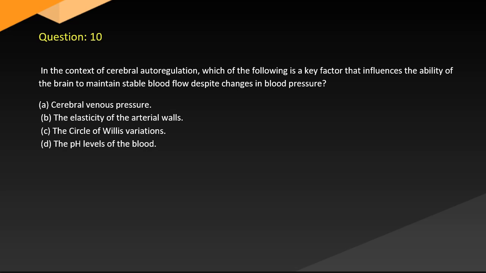Question 10. In the context of cerebral autoregulation, which of the following is a key factor that influences the ability of the brain to maintain stable blood flow despite changes in blood pressure? A. Cerebral venous pressure. B. The elasticity of the arterial walls. C. The circle of Willis variations. D. The pH levels of the blood.